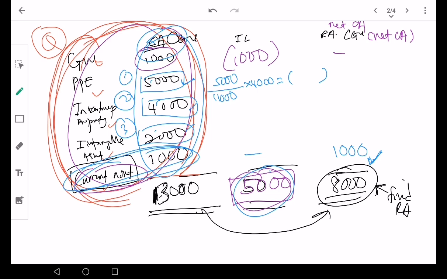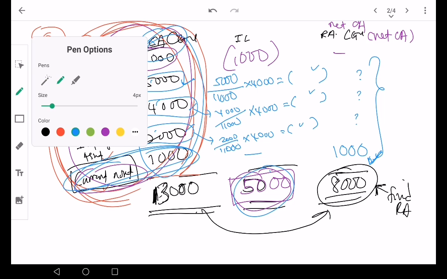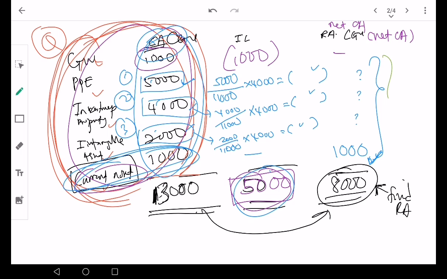Next, 4,000 impairment loss. Then another one is 2,000. I want you to calculate it yourself. Once you get your impairment loss, you will get your net amount here. You will realize that when you add all of this up, you will get the same 8,000. The net carrying amount will be 8,000.